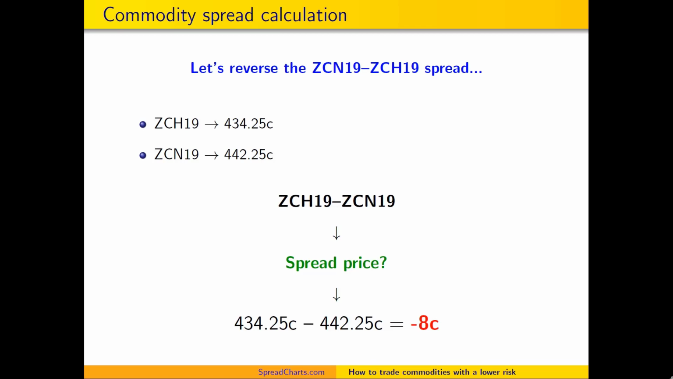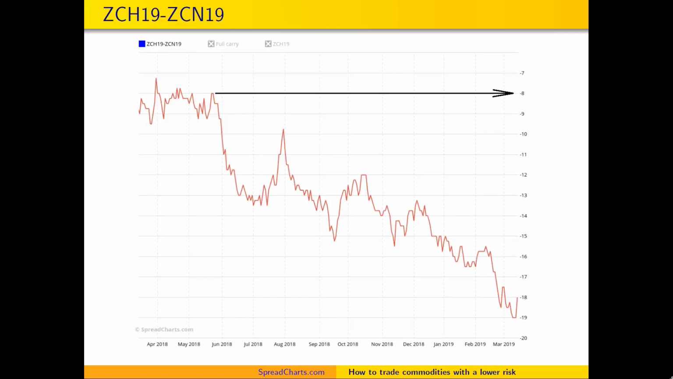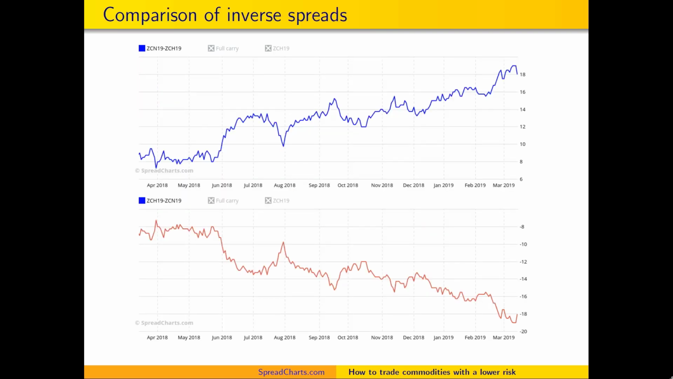Here is the chart of the inverted spread. It's a mirror-like image of the original one. Here is the proof when we stack those two charts on top of each other. What's the conclusion? First of all, it doesn't matter how you assemble the spread. We want the curve on the chart to rise if we hypothetically hold the spread. We make money if it goes up and lose if it falls.